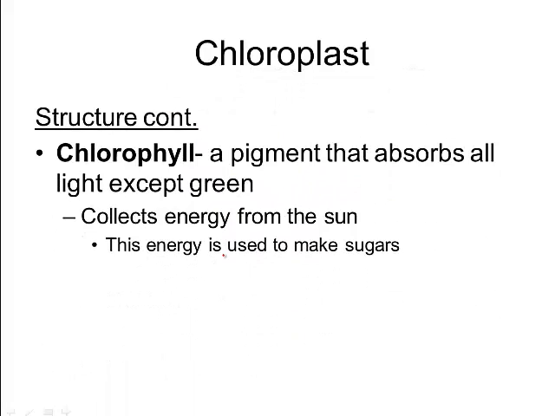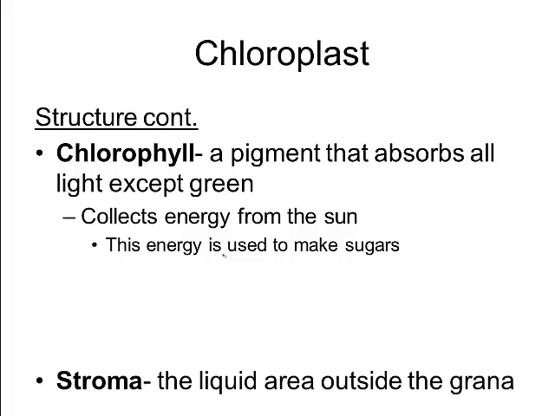Okay, so continuing with this, before we get to the stroma, we're going to talk about chlorophyll. Chlorophyll is the pigment that absorbs all light except for green, which is why it looks green. And the main job of chlorophyll is to collect energy from the sun, and that energy is then going to be used to make sugar. So again, we're getting our energy from the sun, but we can't just use that energy the way it is. We have to convert it and change it into chemical energy, and we put that chemical energy into our sugars.